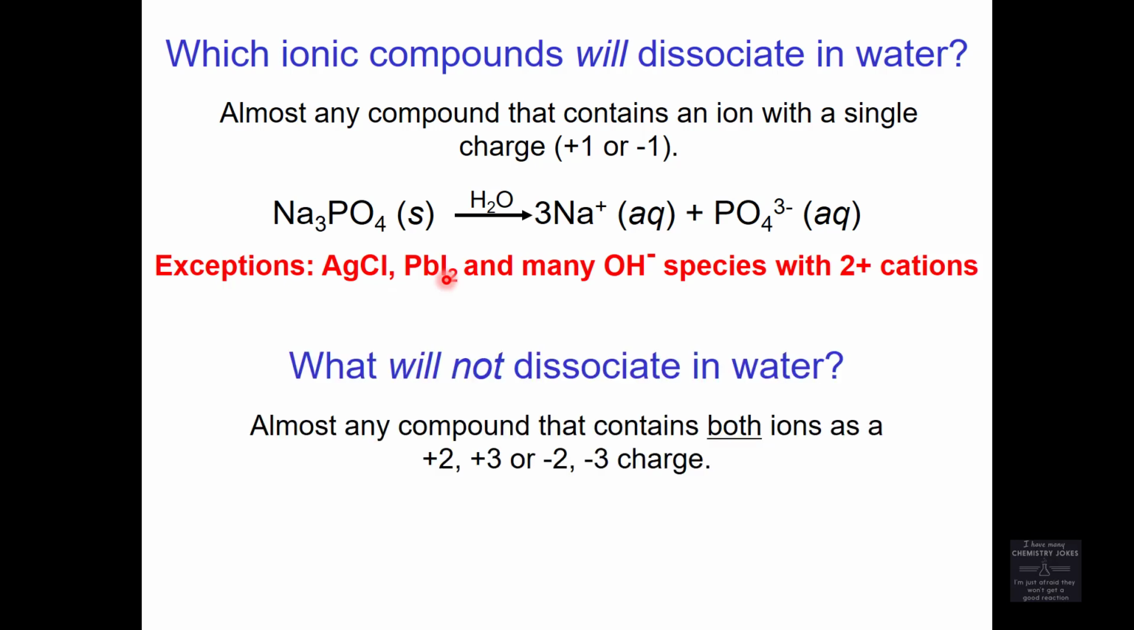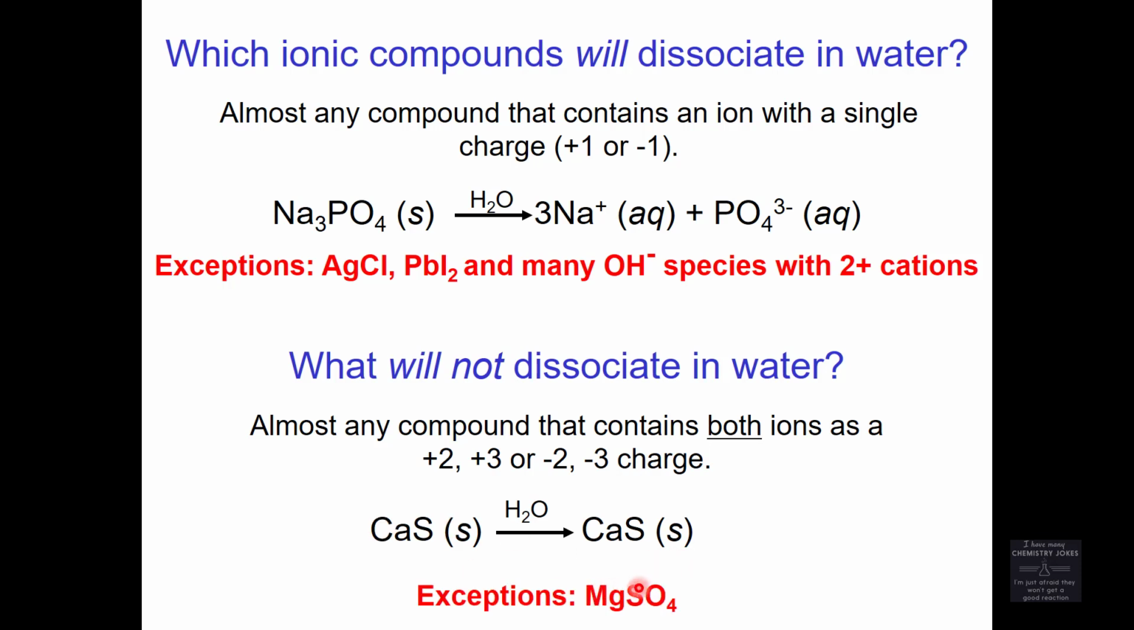If you have a partner pair where both ions have greater than one positive or negative charge, it is generally not soluble. So you put calcium sulfide in water, you get calcium sulfide that sunk to the bottom, did not dissociate, did not dissolve in solution. One exception to that is magnesium sulfate. If you put that in water, it still will dissociate.